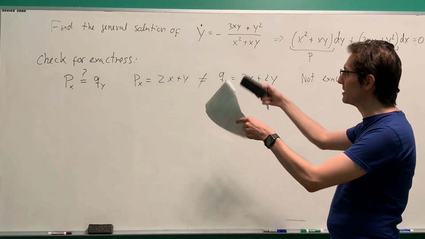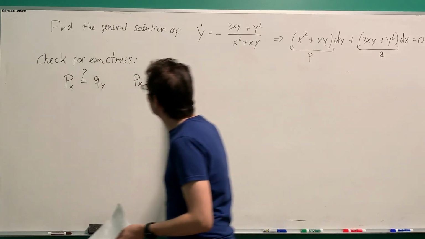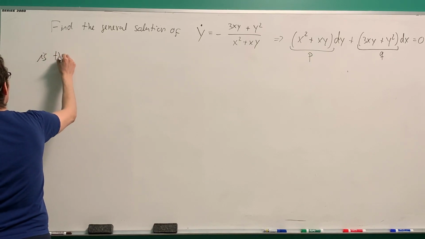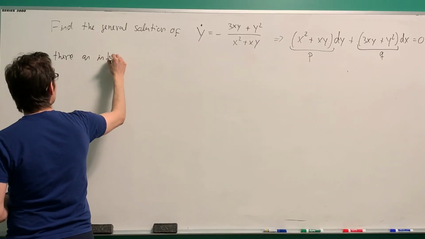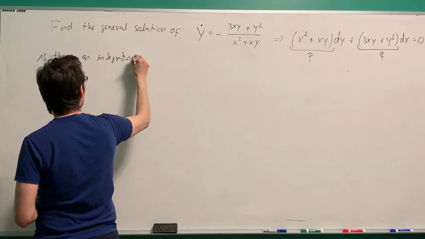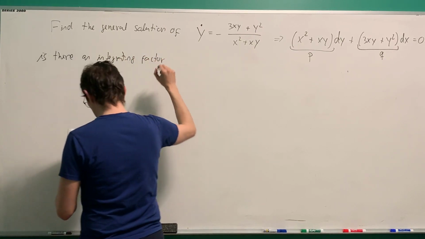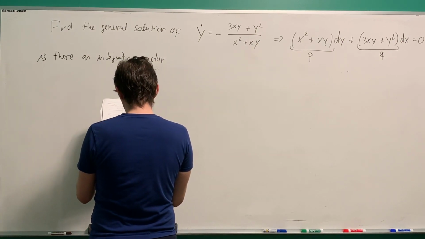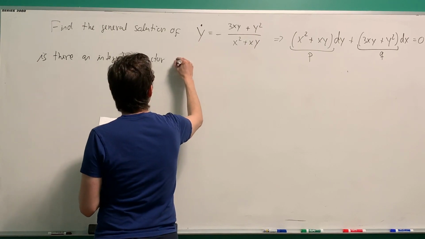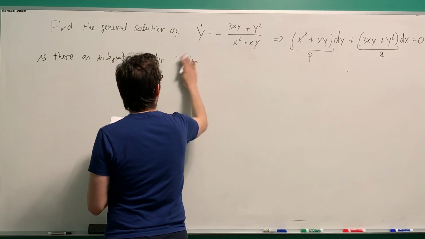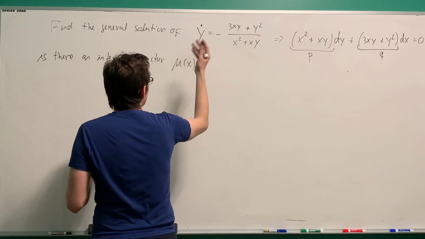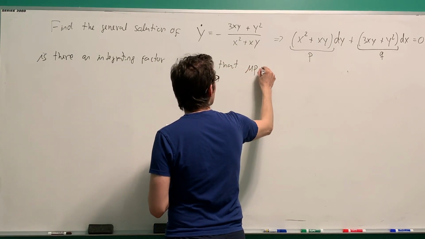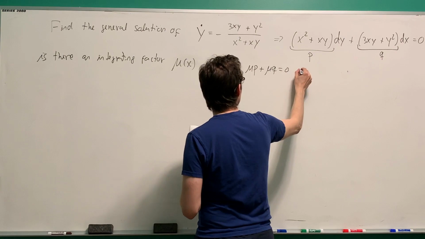So, I'm gonna erase the check. We already know it's not exact. So we ask another question. Is there an integrating factor? Let's say it's only a function. Let's say, is there an integrating factor that is a function of x only, for example? Let's call it mu of x only, right? So that mu p plus mu q equals 0 is exact.